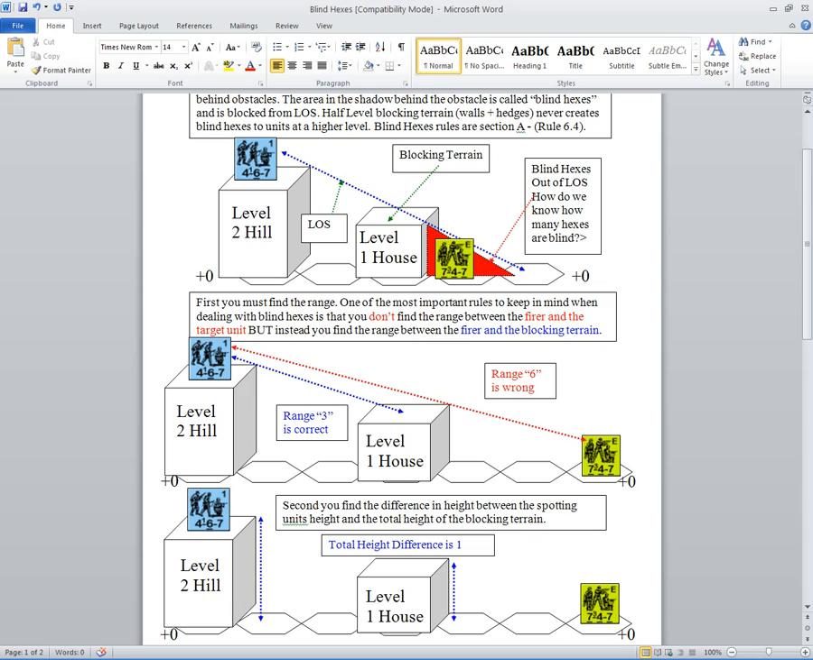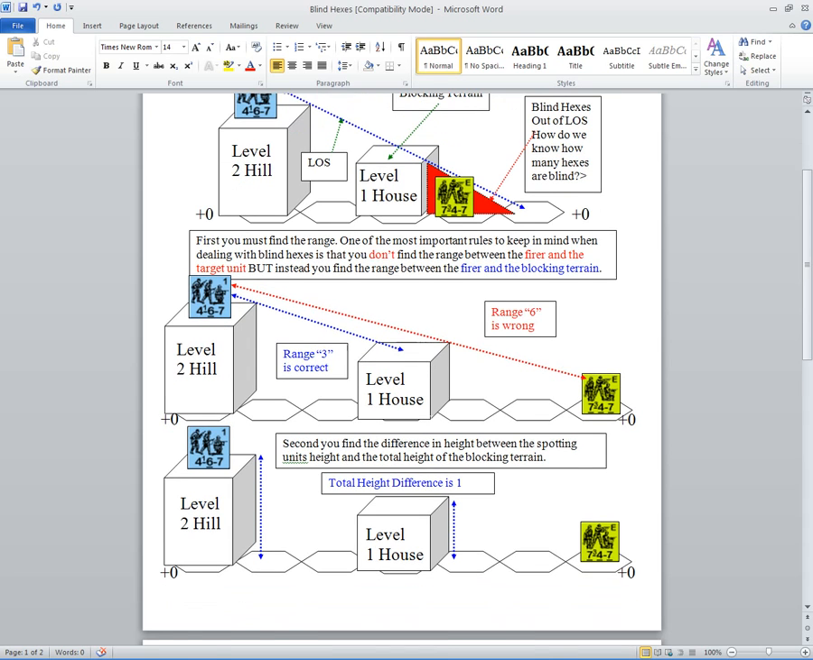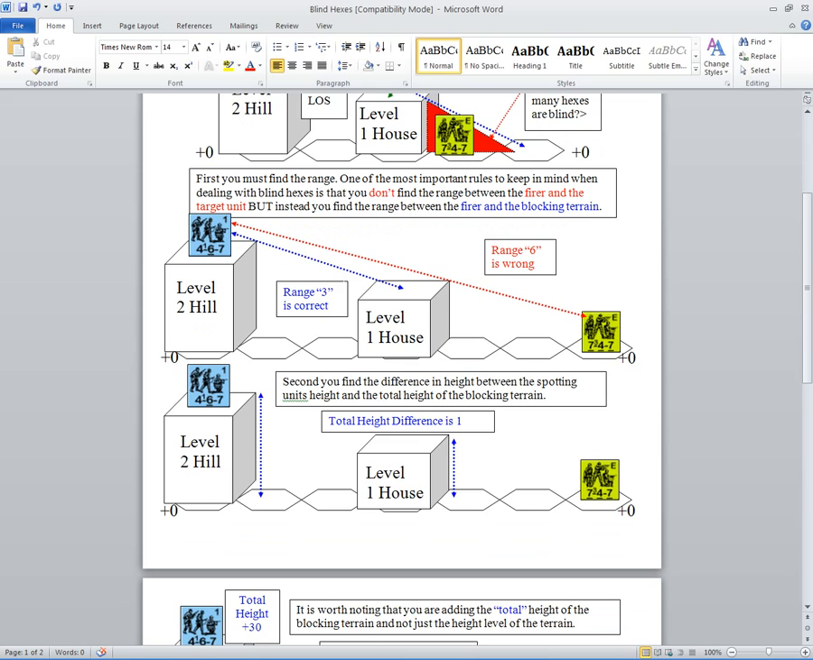So in this case, we have our German squad up on a level 2 hill. 3 hexes away is a level 1 house. That is the correct range we're going to look at, which is range 3. Range 6 is wrong. We're not actually looking at the range to our enemies. We're looking at the range to the target's obstacle. Second, once we have the range, we're going to find the difference in height between the spotting unit's height and the total height of the blocking unit.